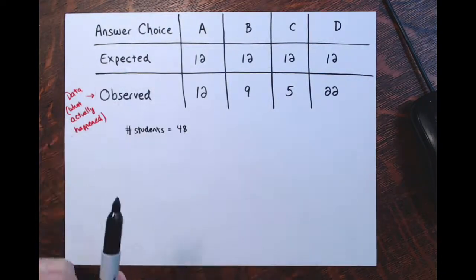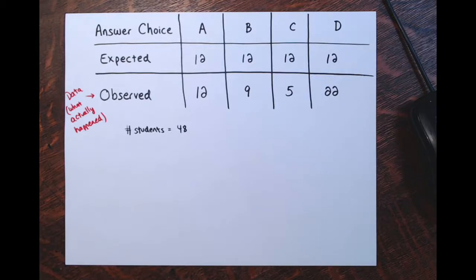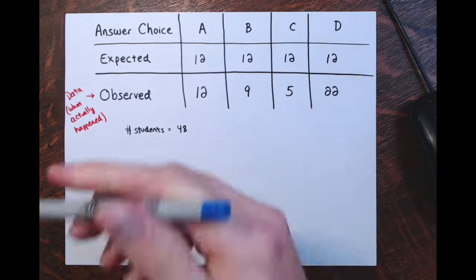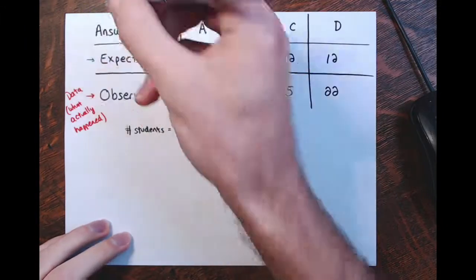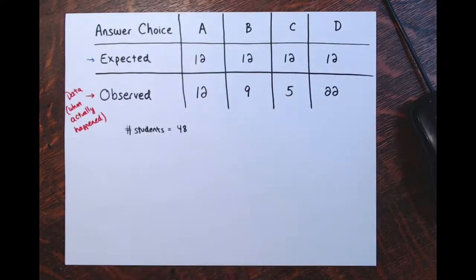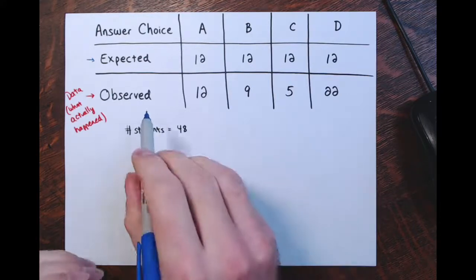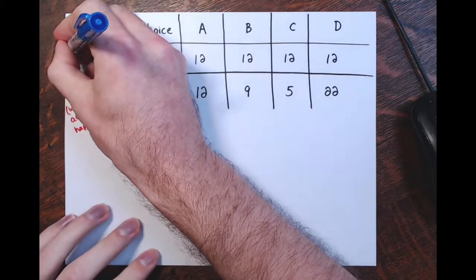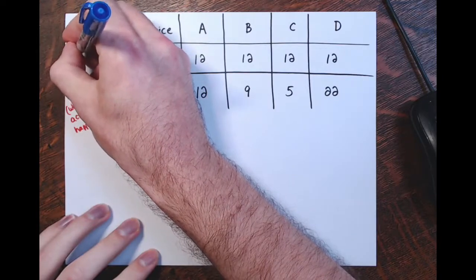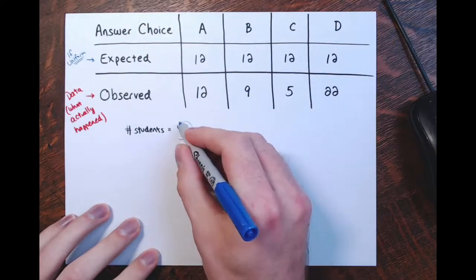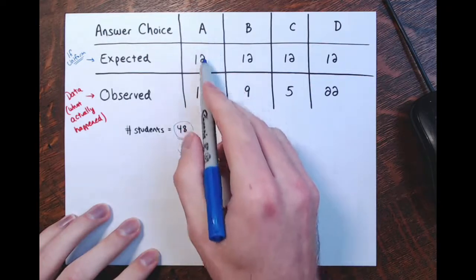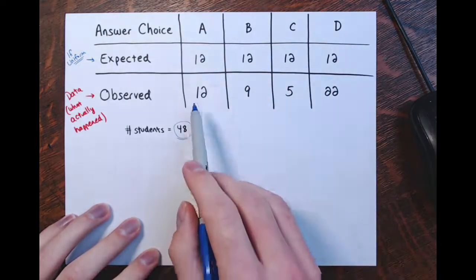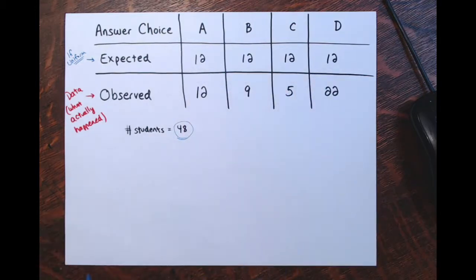Now, the expected counts. What if we assumed that the distribution was uniform? She's trying to see if the observed data fit a uniform distribution. If it were truly uniform and I had 48 students and 4 categories here, 48 divided by 4 is 12. You'd expect 12 in every single category, the same across the board.